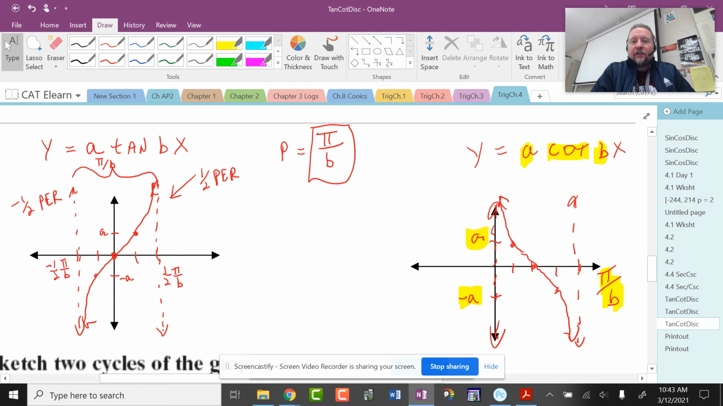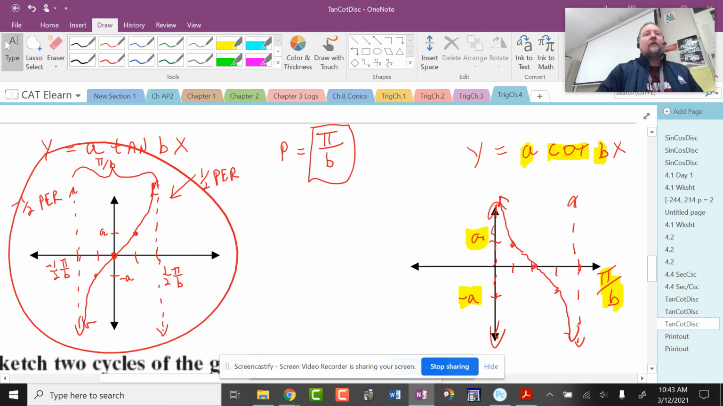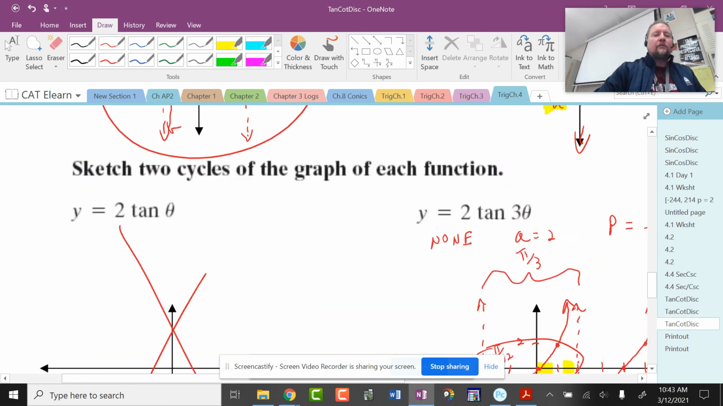5, 4, 3, 2, 1. It's this one. All right, but then what's wrong with that picture?